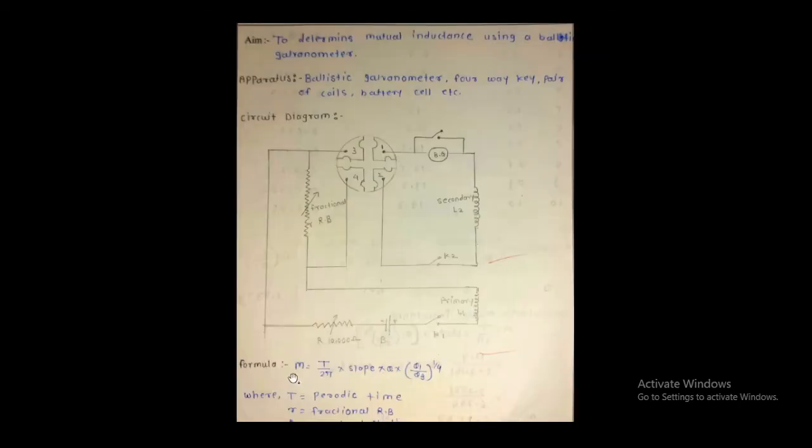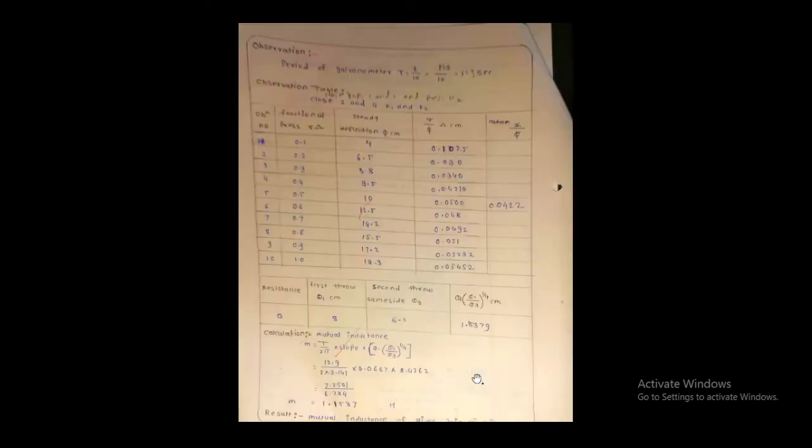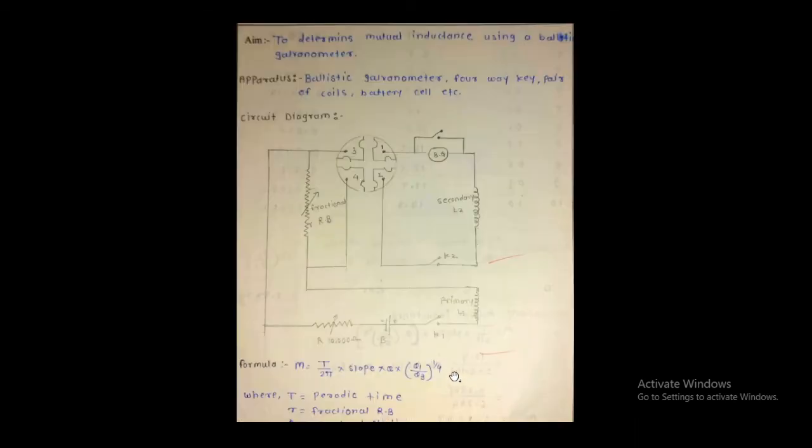Now, we have to calculate the mutual inductance. It is generally denoted by the capital M. It is equal to T upon 2 pi into slope into (theta 1 by theta 3) raised to 1/4, where T is the periodic time of the ballistic galvanometer, R is the fractional resistance, phi is the steady deflection and theta 1 is the initial throw. Now the period of the galvanometer T is equal to T upon 10 into this calculation, 1.16 second.